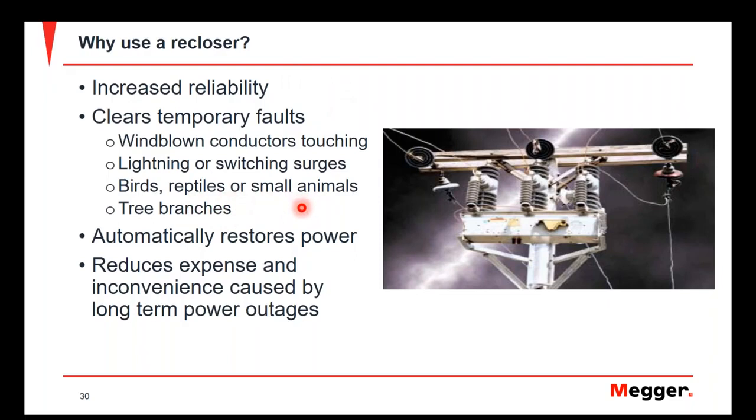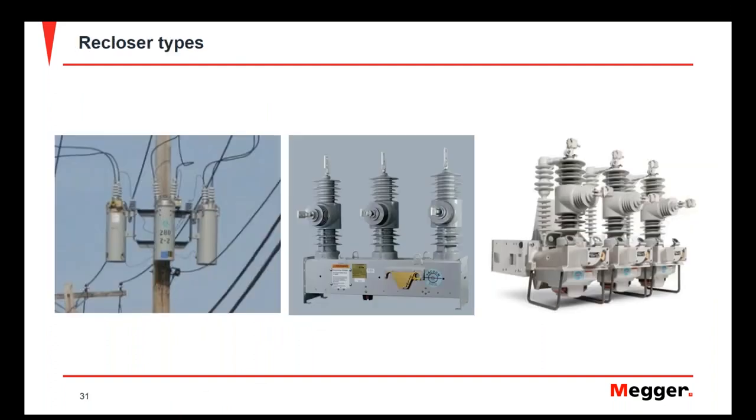Other situations are more environmental, such as birds, reptiles, or small animals may be on the line and shorted it out, or possibly even tree branches. All of these types of faults are considered temporary, and so whenever the recloser attempts to close back in, it may clear these faults and be able to close back in and maintain the operation of that power distribution system. Ultimately, what this does is it reduces the expense and the inconvenience caused by long-term power outages.